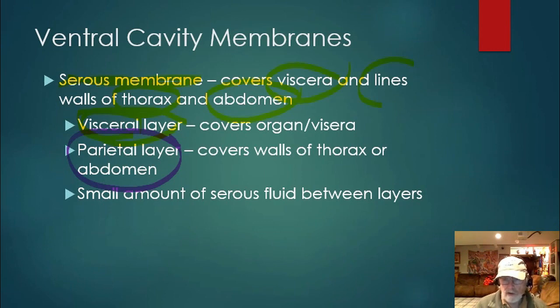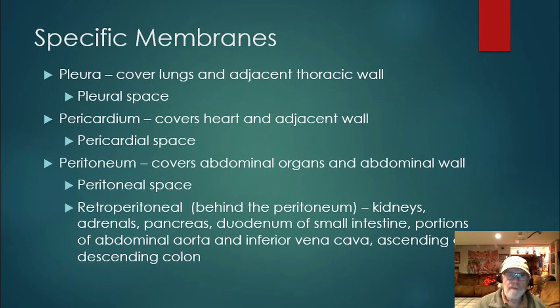And between the two, the abdomen is a little bit more loosey-goosey because there are a lot of things moving around. So there's a lot more free motion inside the abdomen. But inside the chest, the pleura, which is the membrane that covers the lungs and the inside of the chest wall, the layers are against each other. There's fluid that sort of holds them together a little bit, and I'll talk about that in a second. Let's talk about what these specific membrane names are.